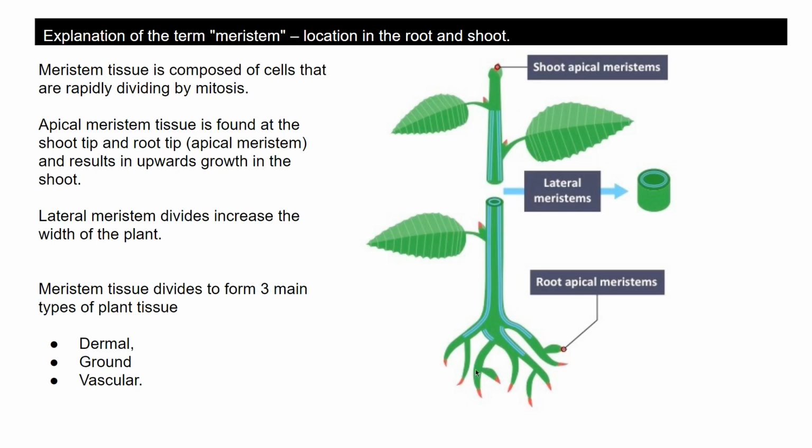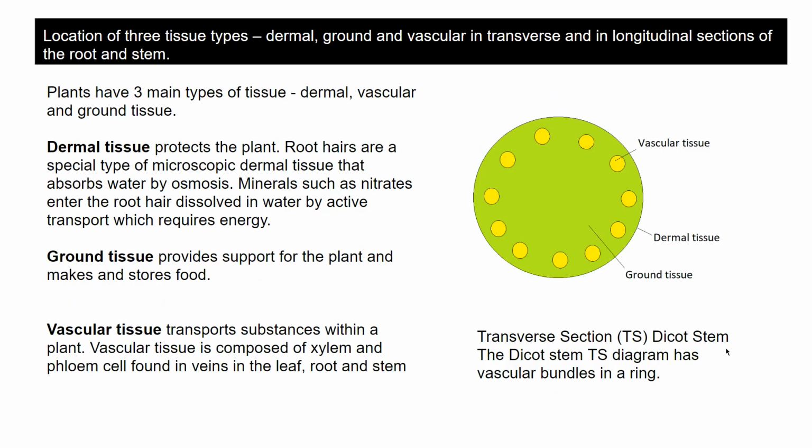What does meristem become? Meristem will divide to form new cells, and those new cells will develop into one of three main types of plant tissue: dermal, ground, or vascular. Okay, so we have three main types of plant tissue, three main groupings of cells inside plants. Dermal tissue is found on the outside of the plant. It protects the plant. Root hairs, for example, in the roots are modified dermal tissues that specialize in absorbing water.